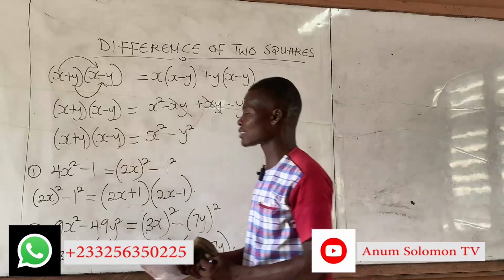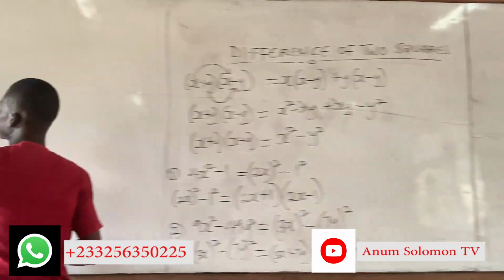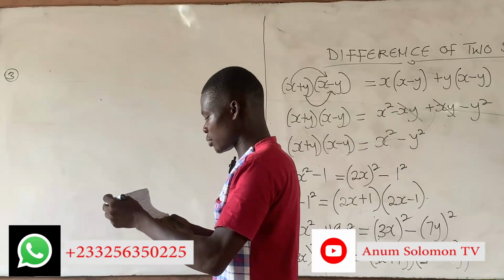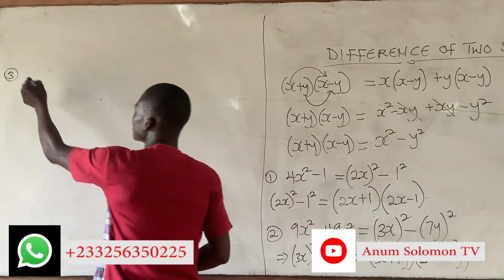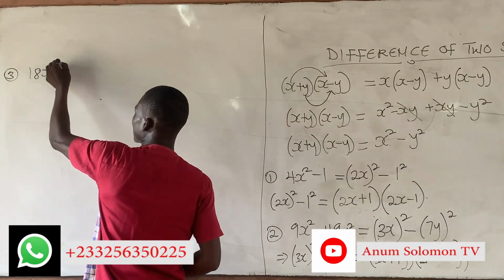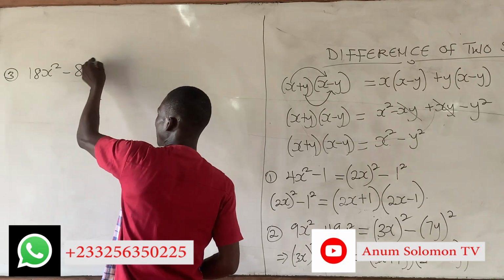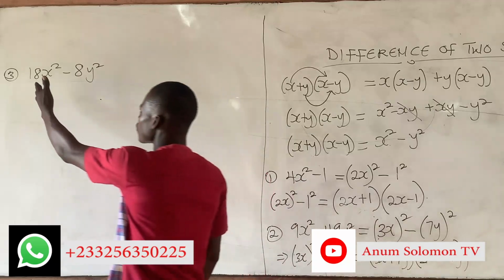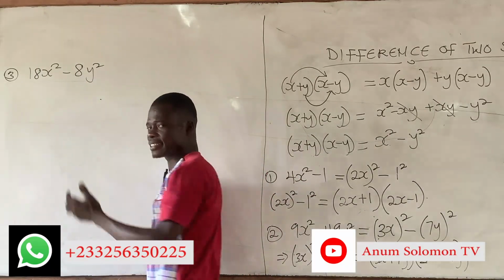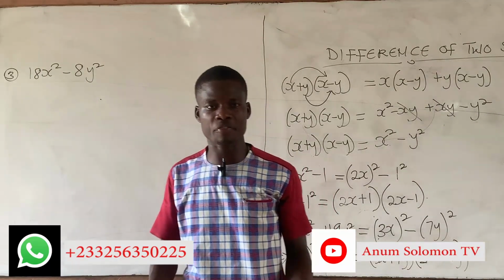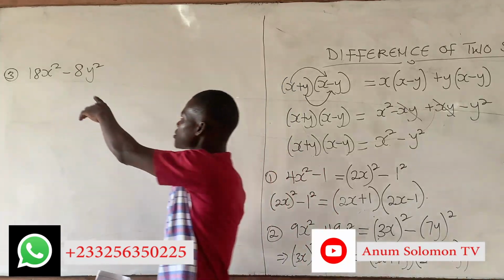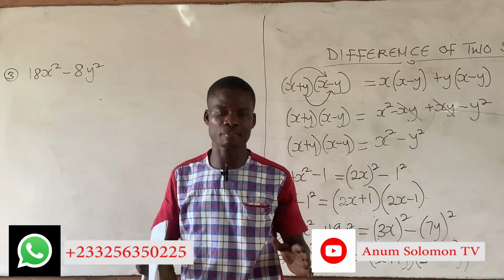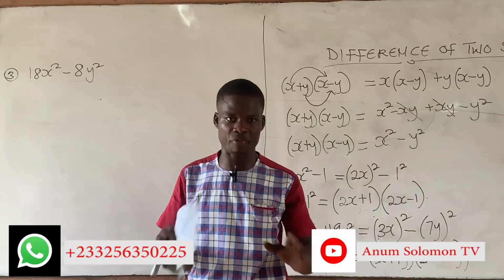Now let's look at example 3. The problem is we are to factorize 18x squared minus 8y squared. Now let's consider the coefficients 18 and 8. Which one is a perfect square? When we look at these coefficients, we can clearly see that none of them is perfect.